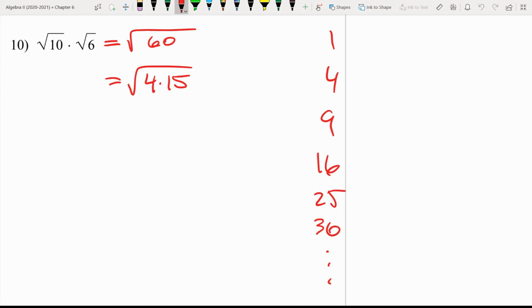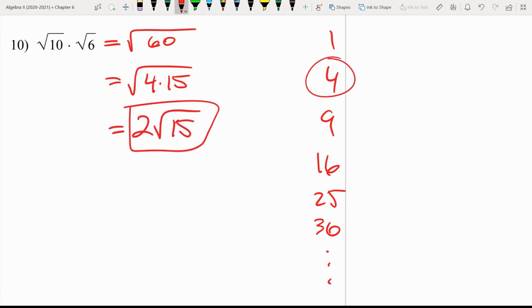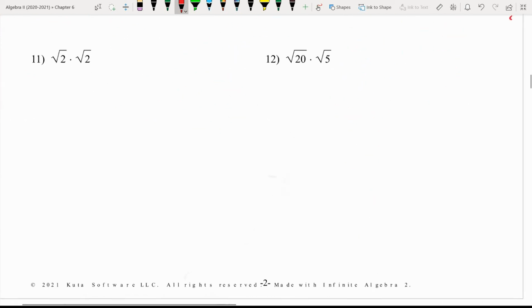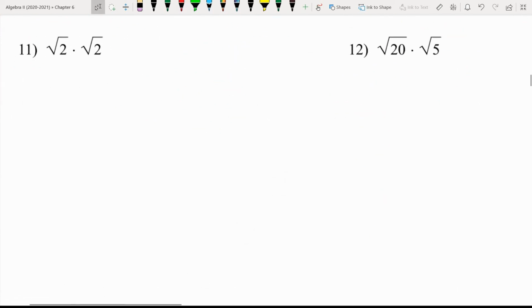Obviously, it's only going to be divisible, well, in this case, it was 4, so it's pretty easy to do. And then we take square root of 4, which is 2, square root of 15. And that was it. That's all you had to do on that one. Can't go any further.